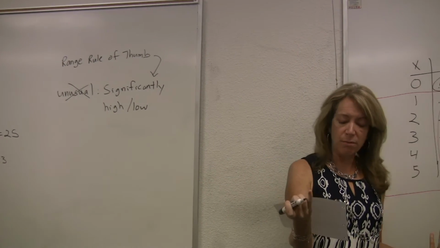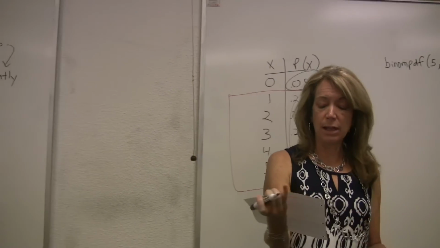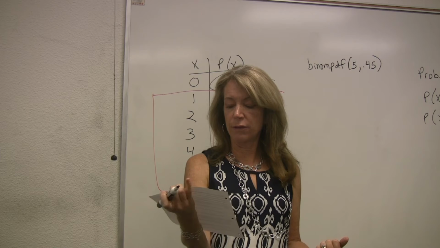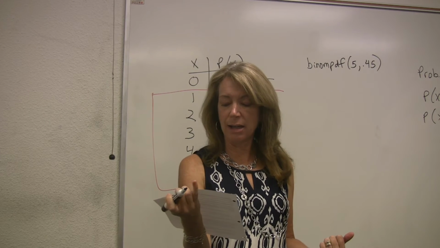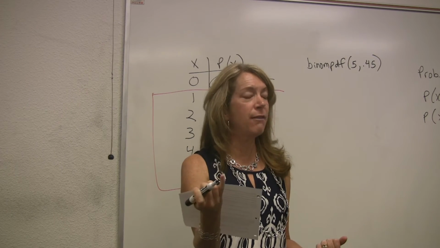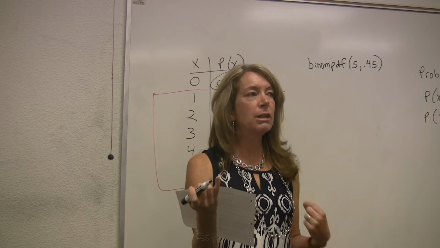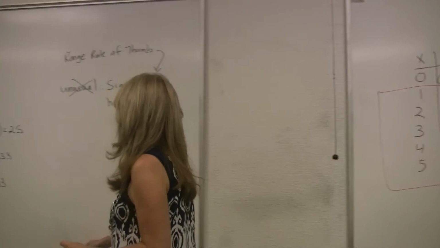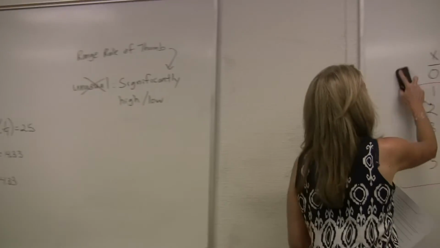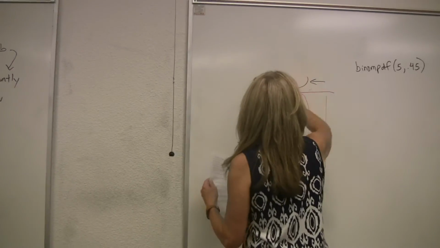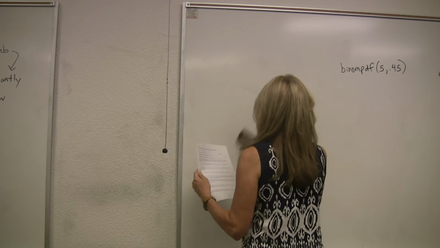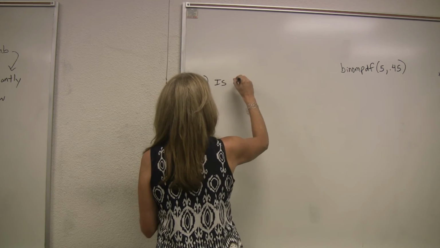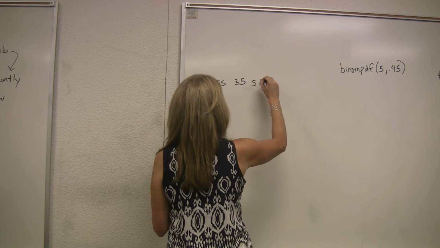Now, in our question B, oh, that's the typo I was looking for earlier. It still says unusual. Would it be unusual for a student to randomly guess and get at least 35 questions correctly? Really, they're asking, is 35 significantly high? So question B could be reworded as saying, is 35 significantly high?